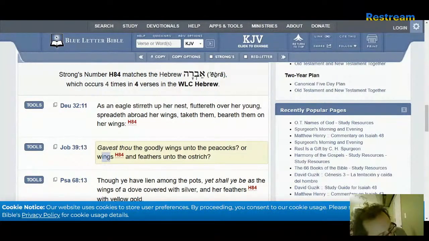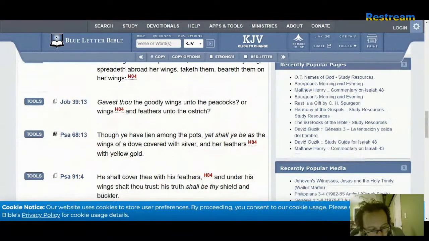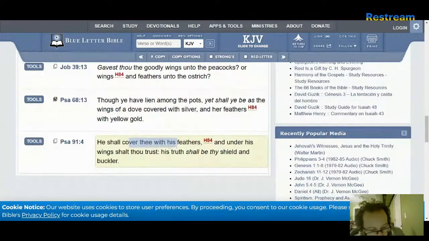So obviously, it probably doesn't mean feathers because this verse right here has wings and feathers as 2 different words. But down here it has and her feathers with yellow gold. Probably says wings, but feathers is like part of the wing. Feathers are part of the wing. So he shall cover thee with his feathers, and under his wings shalt thou trust.